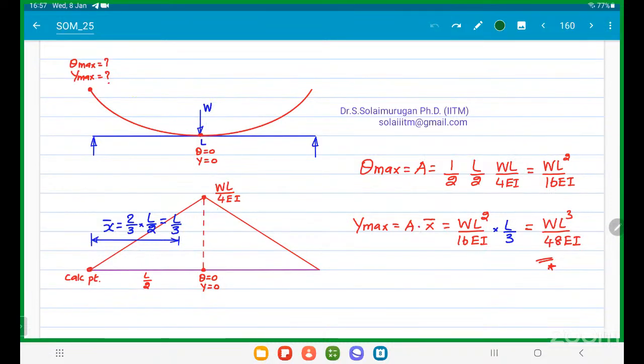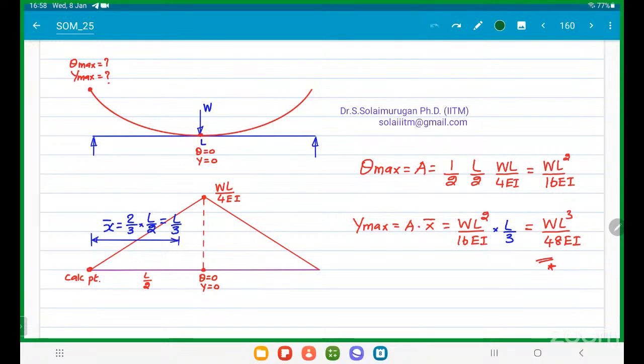Capital W L square by 16 EI. Okay. I want maximum deflection. What is the formula? A into X bar. What is the A? Area of the M by EI diagram between the calculation point and deflection equal to 0 point. Sir, same area already we calculated. Okay, very good. Lucky, available, right?